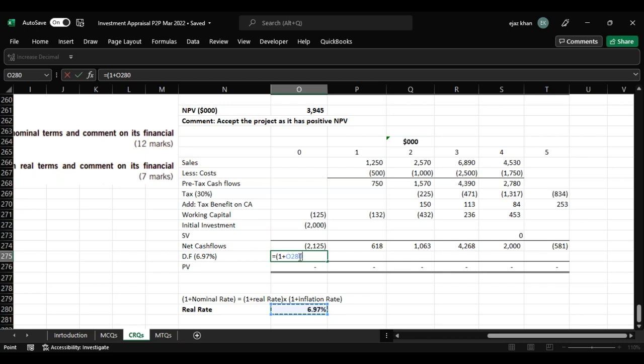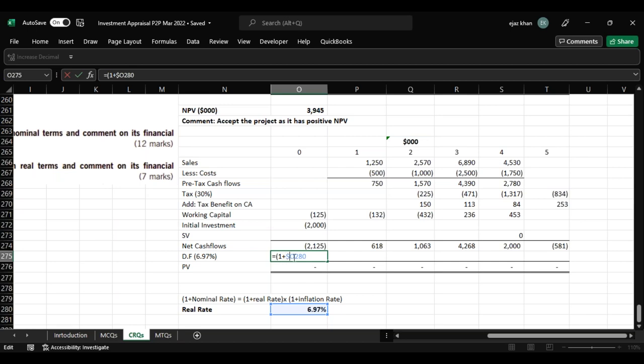So for that, I have to place a dollar sign before the column alphabet, that is O. So I have to place a dollar sign before O. I'm telling Excel that it should not change the cell reference if I copy and paste this formula into any other cell. That's how we tell Excel, do not change the reference.